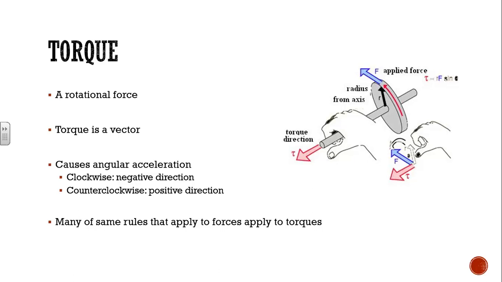And there are two ways you can cause angular acceleration. One is in the clockwise direction. That's defined as a negative torque. The other one is in the counterclockwise direction. That's defined as a positive torque.